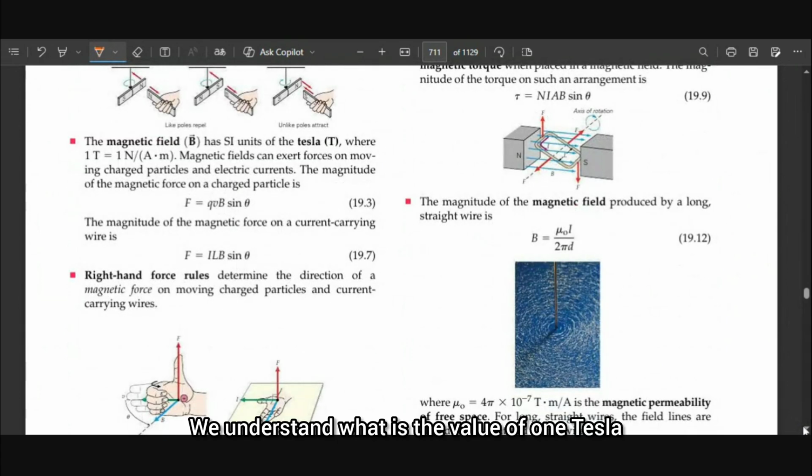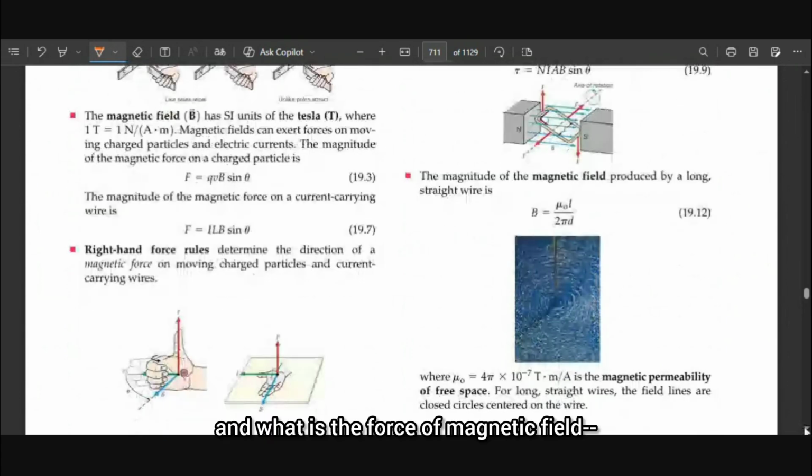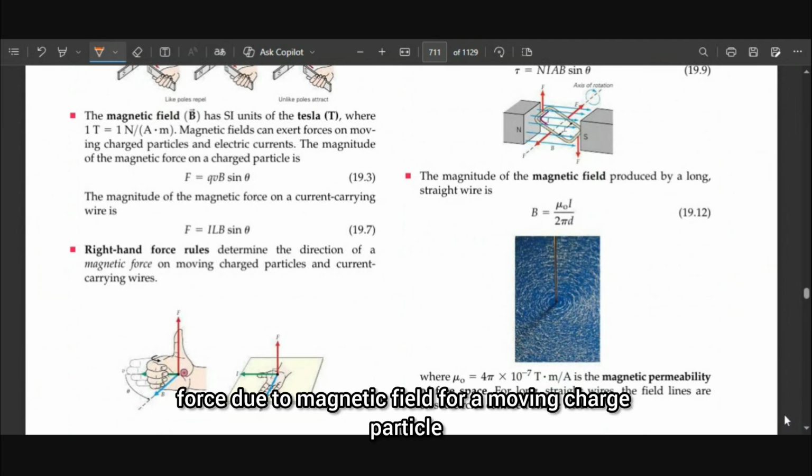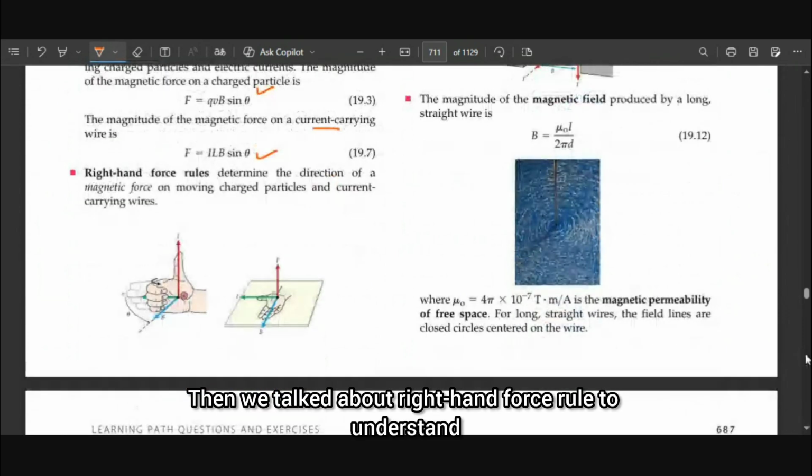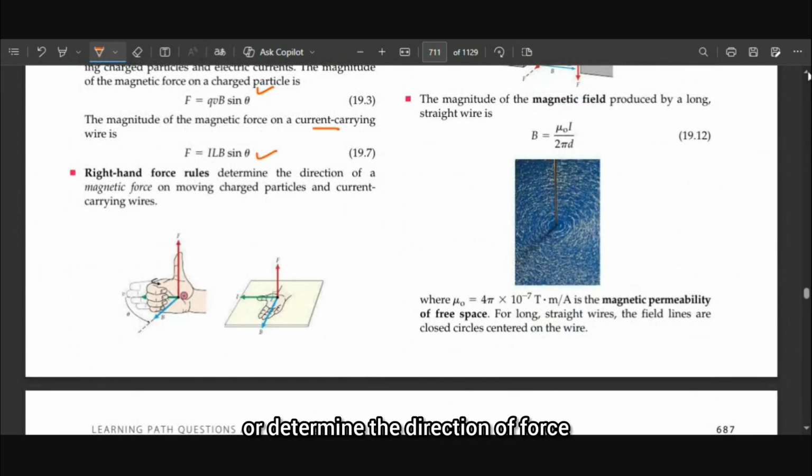We understood what is the value of 1 Tesla, how 1 Tesla is defined, and what is the force due to a magnetic field on a moving charged particle, which is QVB sine theta. Then we understood the magnetic force on a current carrying wire, which is ILB sine theta. Then we talked about the right hand rule to determine the direction of force.